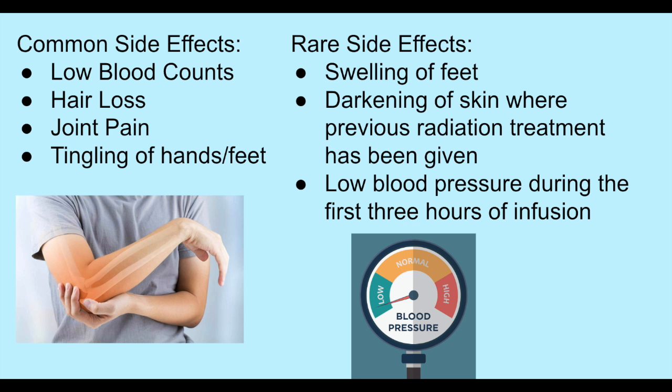Common side effects of Taxol include low blood counts, hair loss, joint and muscle pain, nausea, and tingling or numbness of hands and feet, while less common side effects include swelling of the feet, darkening of the skin where previous radiation treatment has been given, and low blood pressure during the first 3 hours of infusion.